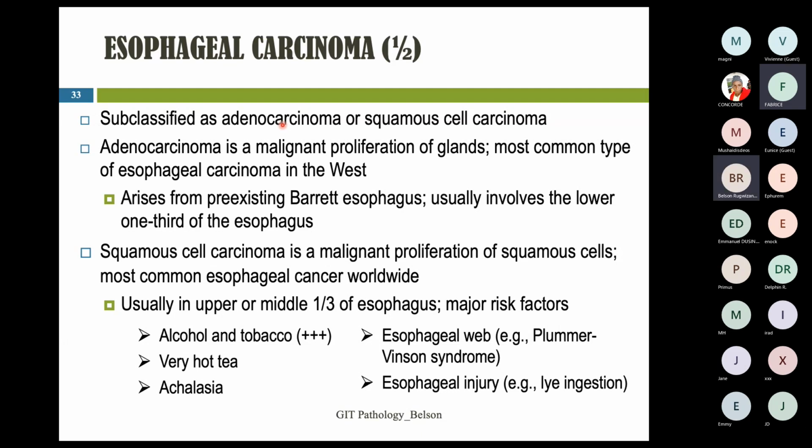So the most common type of esophageal carcinoma in the West is the adenocarcinoma. When we say West, they are developed countries of Europe and the United States and Canada. And of course, Japan also. It arises from a pre-existing Barrett esophagus, usually involving the lower one third of the esophagus. The squamous cell carcinoma is on the upper and the middle thirds of the esophagus.